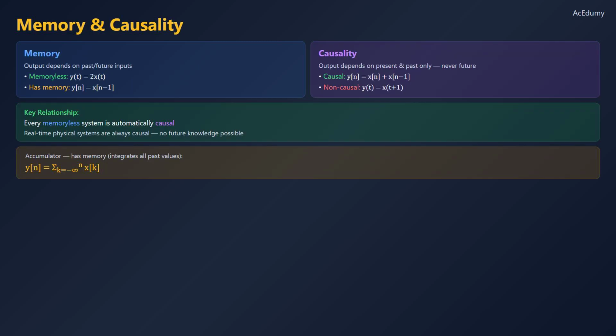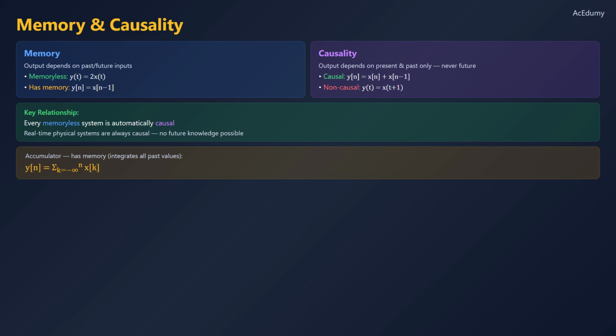A system is memoryless if the output at any time depends only on the input at that same time. For example, y of t equals 2x of t is memoryless. To compute the output now, we only need the input now. In contrast, y of n equals x of n minus 1 has memory because the output depends on a past input sample. Accumulators and integrators always have memory.